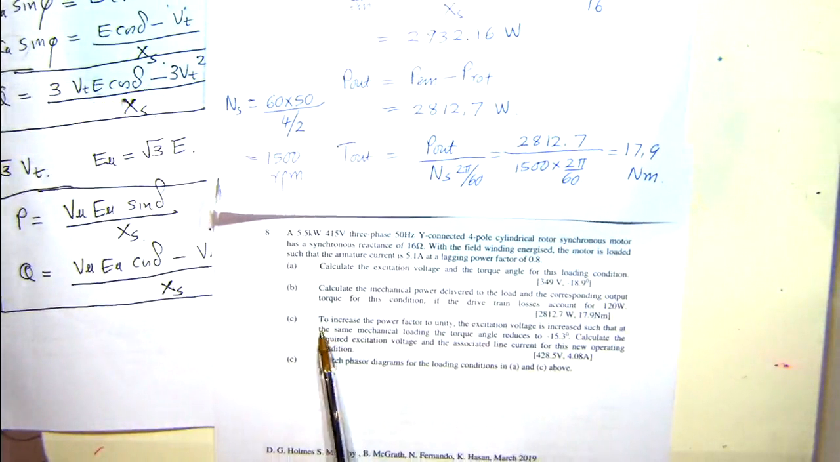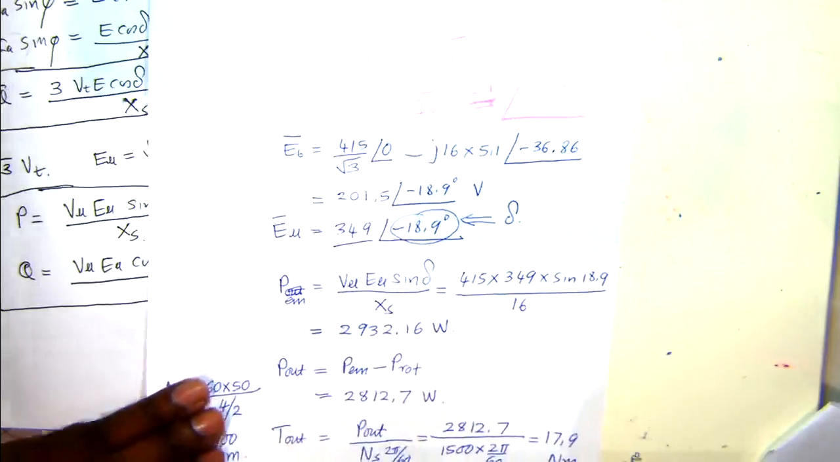And then the third part: to increase the power factor to unity, the excitation voltage is increased such that at the same mechanical loading, the torque angle reduces to minus 15.3. Calculate the required excitation voltage and the associated line current for this new operating condition. So you can change the excitation voltage and then change the power factor, but that means the power changes as well.